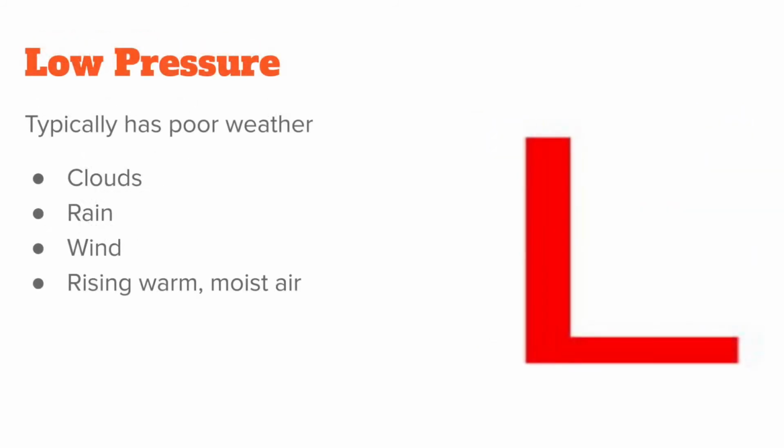Low atmospheric pressure, on the other hand, brings some bad weather with it. This is when you'll have a lot of clouds, a lot of rain, wind, and this is because we have this warm air that is rising. It's really moist, damp air. So as that air is rising, it cools off in the upper atmosphere and produces precipitation.